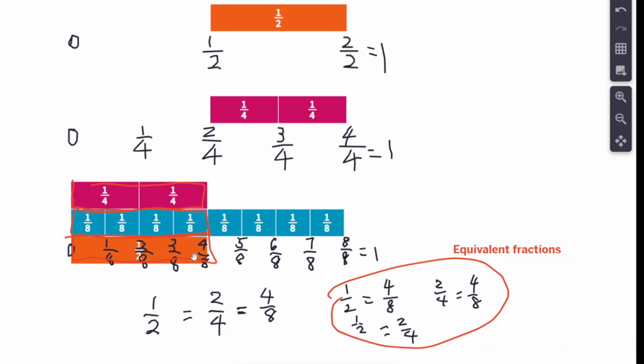Are these the only equivalent fractions? Now I have two other wholes. I have a whole that's made out of sixths. I have another whole that's made of thirds. Can you see what fraction is equal to a third? We can say that 2/6 is equal to 1/3.